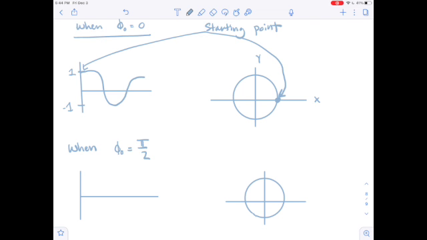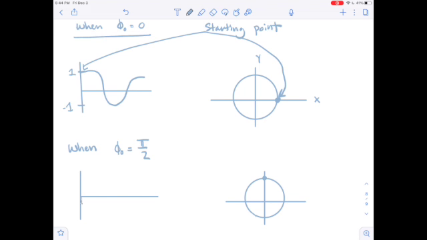As we continue to do this process, we can complete the cycle, and once we complete the cycle, the pattern will repeat. The important takeaway here is that for this cosine graph, when the phase constant equals 0, the cosine graph would start at 1 because you start at a 0 angle on the unit circle on the right. Now let's see when the phase constant equals 90 degrees.